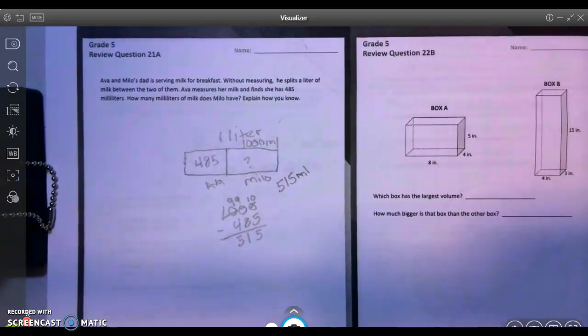milliliters? Today's secret word is bar model. Bar model. If you would like to add that in for your next question, the secret word is bar model.